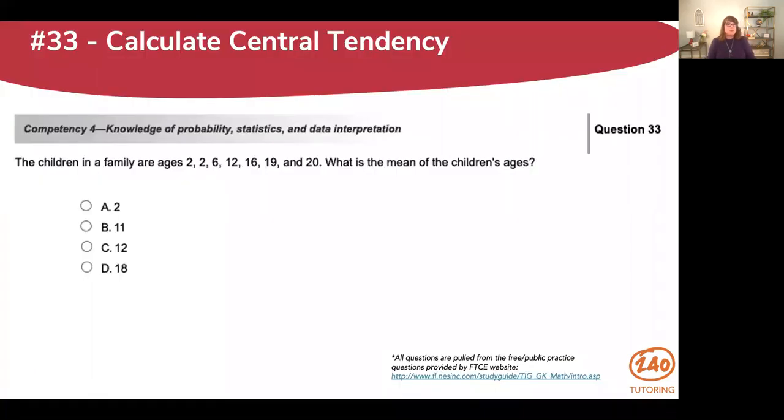This one's number 33, and it says, the children in a family are ages 2, 2, 6, 12, 6, 16, 19, and 20. I think about that many children in one family, all those ages, and I get a little paranoid, so I stuttered a little. What is the mean of the children's ages?